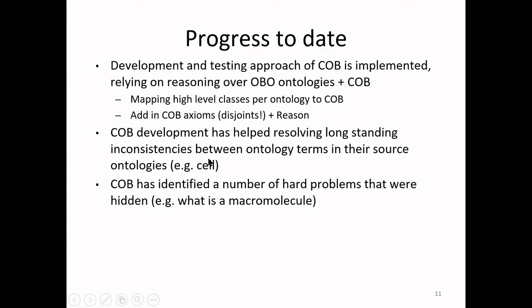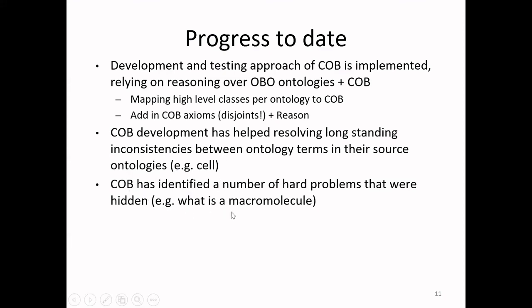This has already led to a number of positive changes in ontologies. For example, the Cell Ontology and GO came together and said, okay, we really need to resolve this. We can't have two terms called cell at this high level, and need to decide what it is. The idea is to have community consensus on how this goes forward.